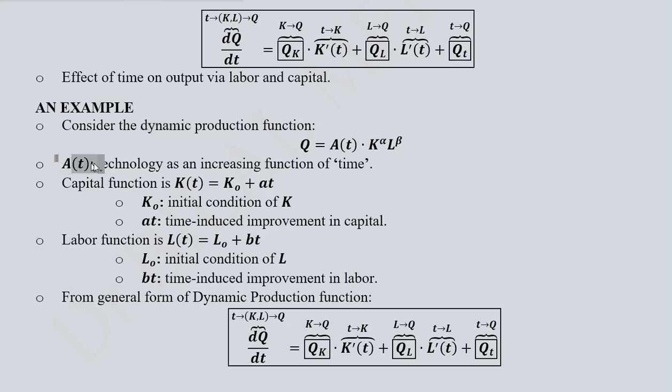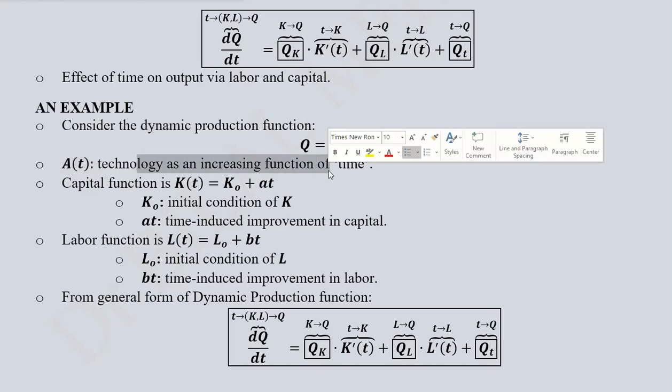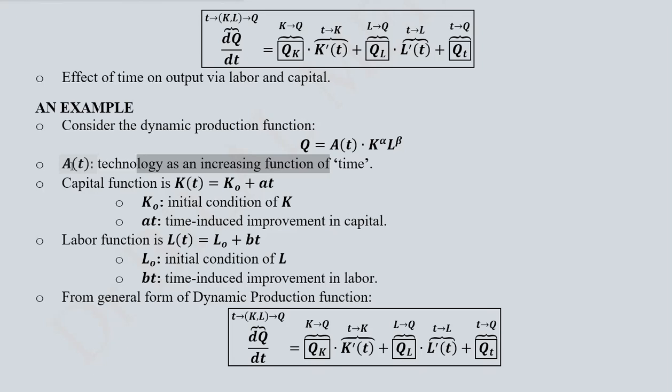A(t) is showing the technology, which is likely to increase over time, because A is showing the contribution of other factors than capital and labor, and time is determining it, that is the technology.